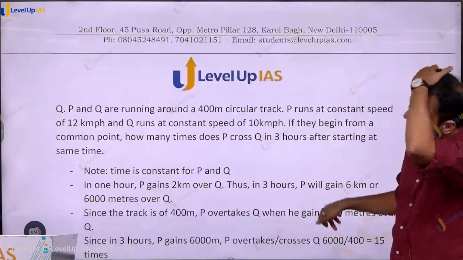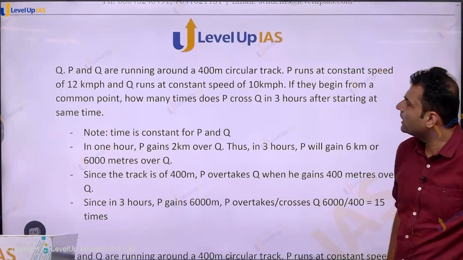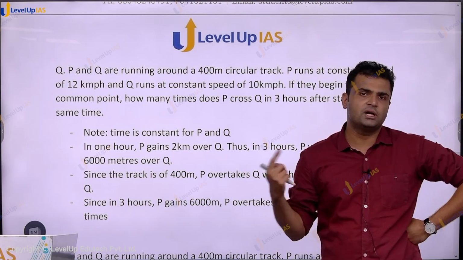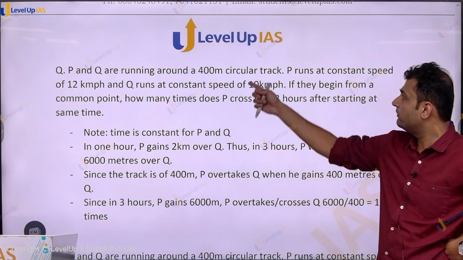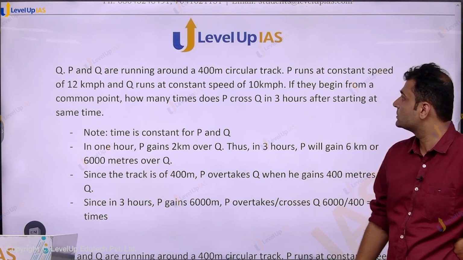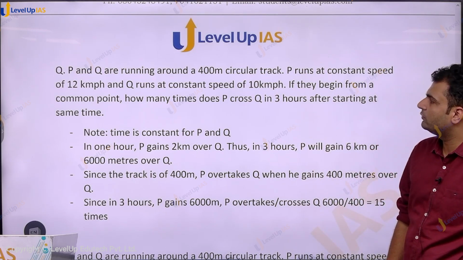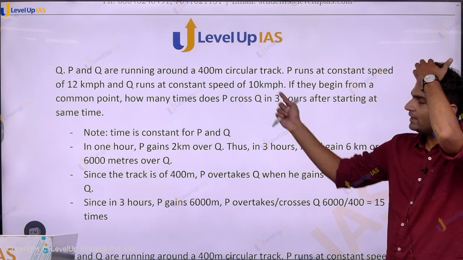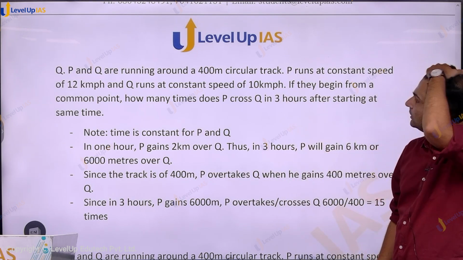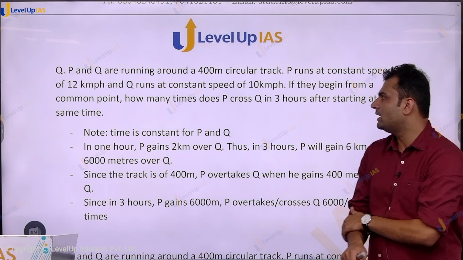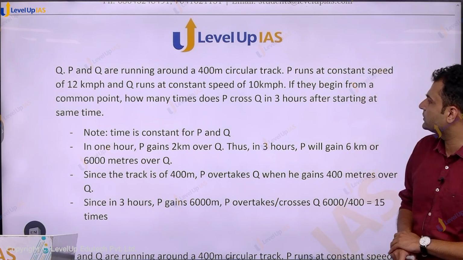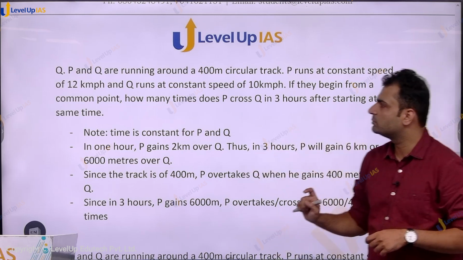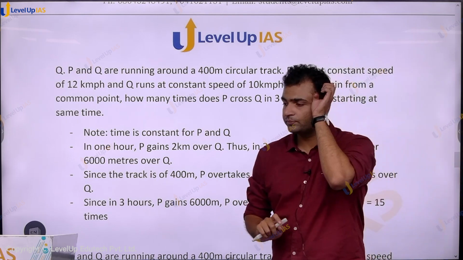So for example, this is the question. P and Q are running around a 400-meter circular track. So there is a circular track of a garden, and it is of length 400 meters. P runs at a constant speed of 12 and Q runs at a constant speed of 10. The speeds 12 and 10 are also given. If they begin from a common point, how many times does P cross Q in 3 hours after starting at the same time?